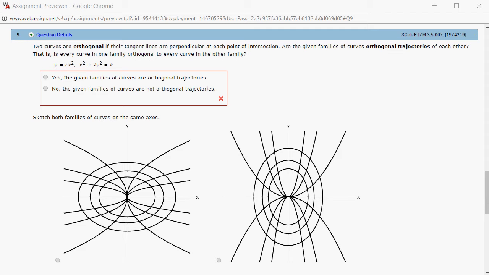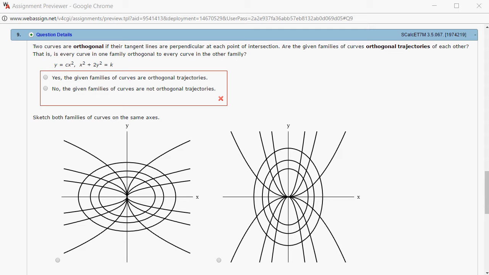Alright, let's look at homework 3.5, problem number 9. We have two curves given. One is a parabola, y equals cx squared, and the other one is probably an ellipse, x squared plus 2y squared is equal to k. We're trying to see if they are orthogonal trajectories of each other.